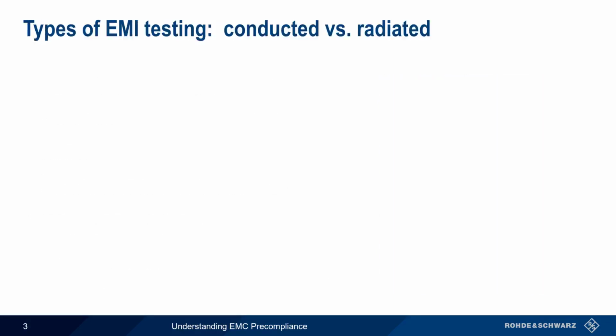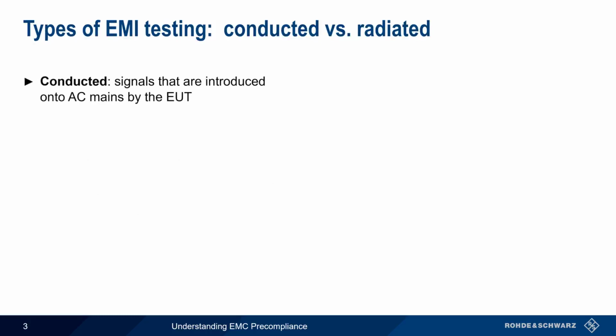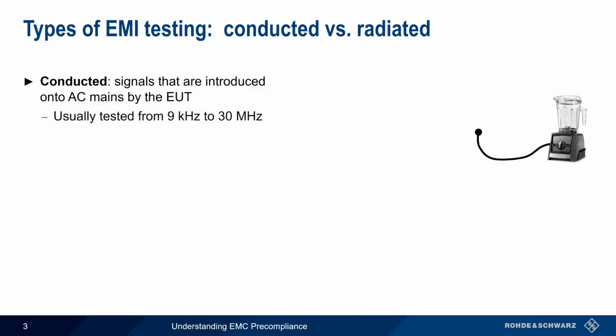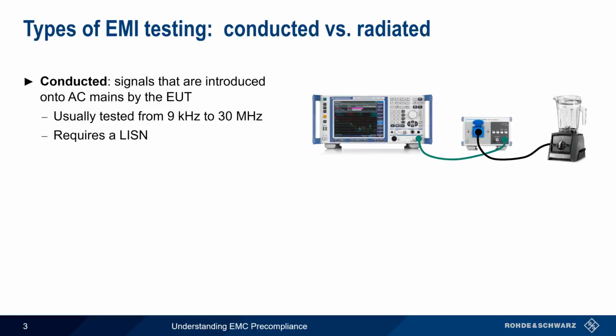Compliance testing can be divided into two main categories. In conducted testing, we measure signals that the EUT, or equipment under test, introduces onto the AC power or mains network, most often through its power cord. Because we're looking at conducted signals, the measured frequency range is relatively low, usually 9 kHz to 30 MHz. In order to measure these conducted signals, the EUT is normally plugged into a special device called a LISN, which is then connected to our measuring instrument. We'll go into more detail on this later in the presentation.